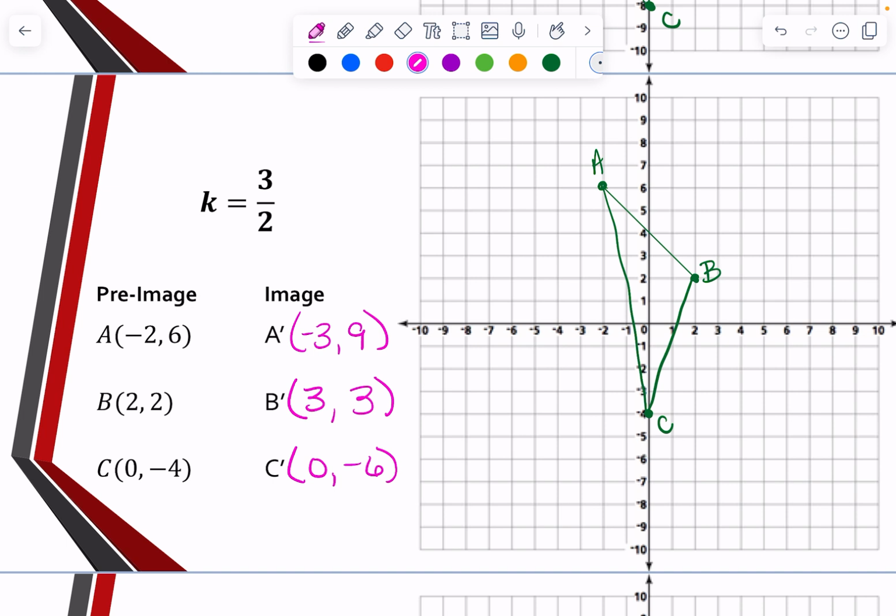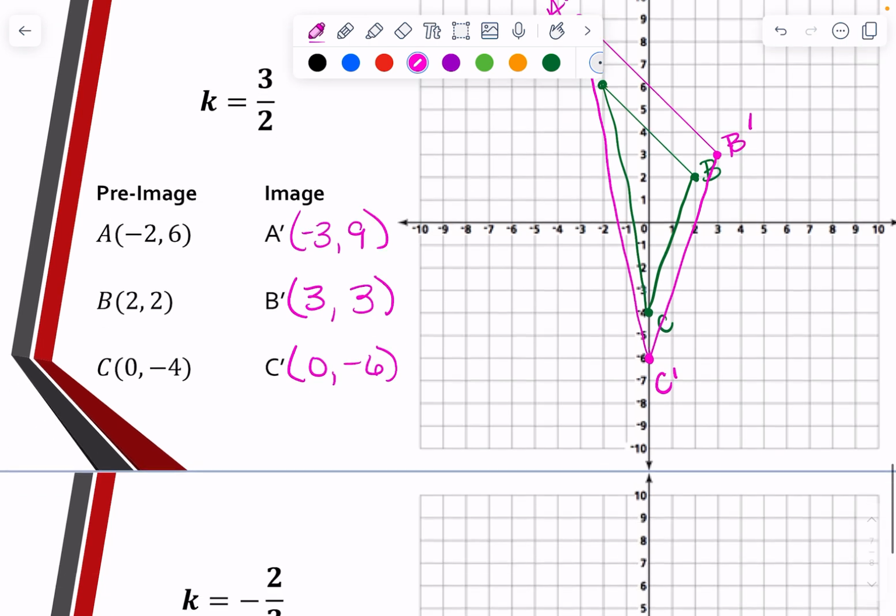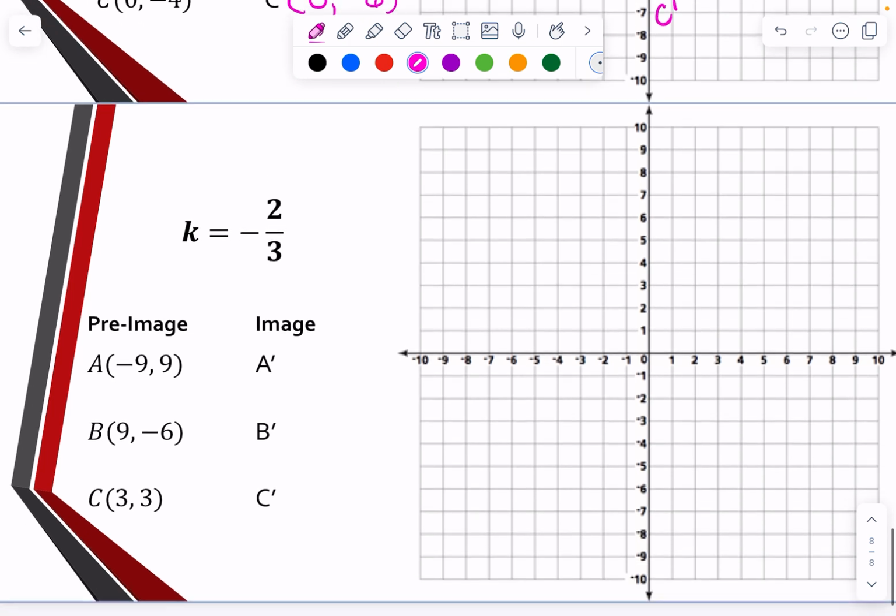So now we graph our image. So we're going to go negative 3, 9. Here is A prime. B prime is at 3, 3. And C prime is at 0, negative 6. Now, when you look at this, this is basically enlarging it 1.5 times the original size. So notice, not a lot bigger, but it is 1.5 times the original size of the figure. Okay, let's try this last one then.